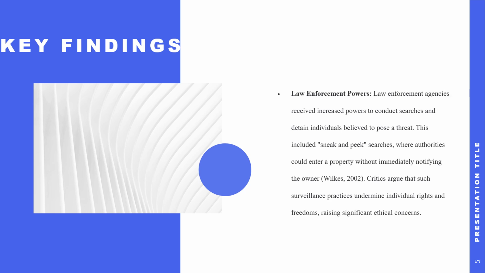The third key finding, law enforcement powers. Law enforcement agencies received increased powers to conduct searches and detain individuals believed to pose a threat. This included sneak and peek searches, where authorities could enter a property without immediately notifying the owners. Critics argue that such surveillance practices undermine individual rights and freedoms, raising significant ethical concerns.